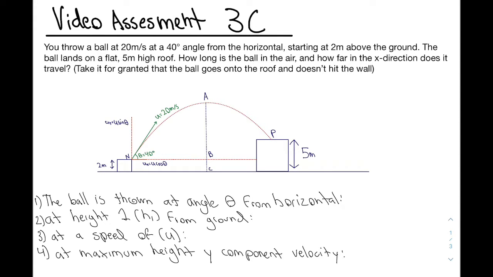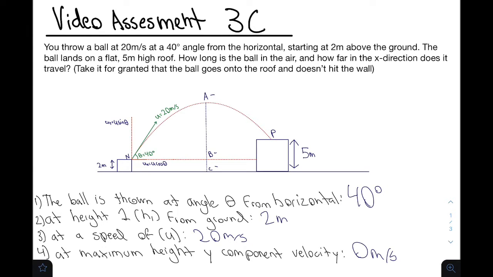So, what we know so far is that the ball is thrown at a 40-degree angle, and h1, height 1, is going to be 2 meters. The initial speed that the ball is thrown at is 20 meters per second. I labeled points A, B, and C. A is going to be the maximum point of the parabola of the flight path. At A, the velocity in the y direction is going to be 0 meters per second, because it'll stop going up and it'll be right in the middle at that point.